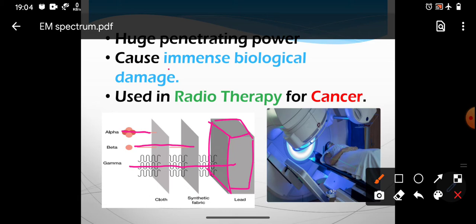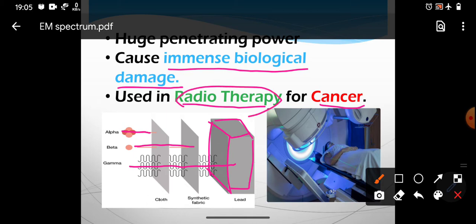Then it causes immense biological damage, okay, means it can produce cancer, and it can also destroy the cells of the body. And it is used in radiotherapy for cancer, okay. So some low energetic gamma rays are used for the radiotherapy for cancer. For the treatment of cancer we use this method known as radiotherapy, okay.